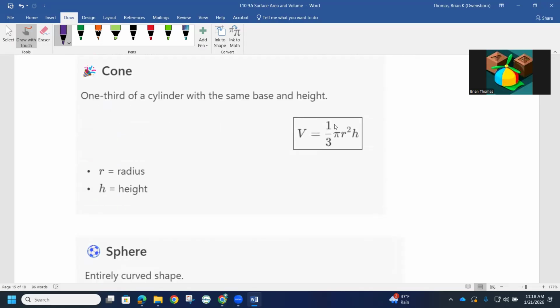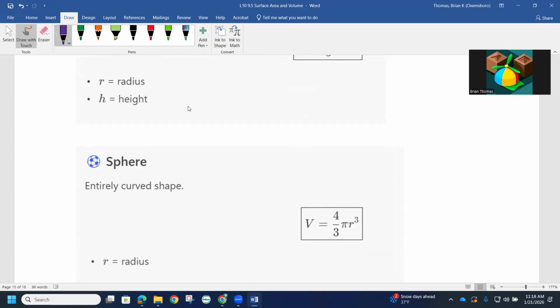So a cone is going to be like a circle, but to find the volume of a cone, we have to take a third of the volume of a cylinder. A cone is one third the volume of a cylinder with the same base and height. Notice that pi r squared h finds the volume of the cylinder, but we have to multiply by one third to get the volume of the cone because a cone is only one third the volume of the cylinder.